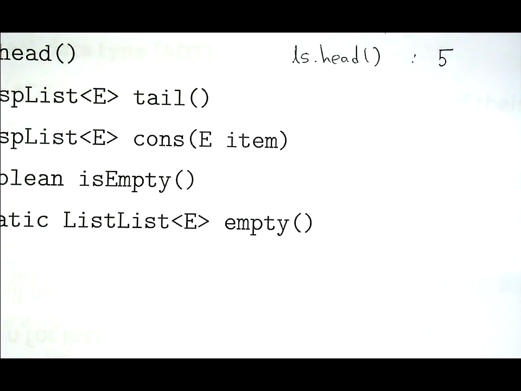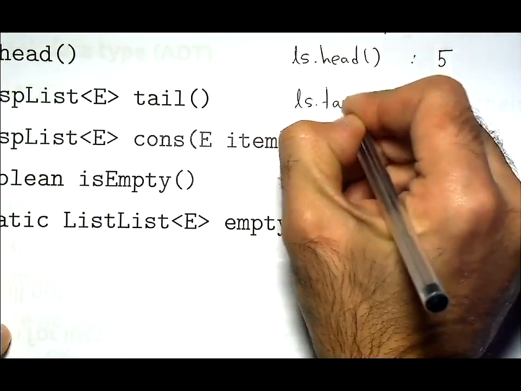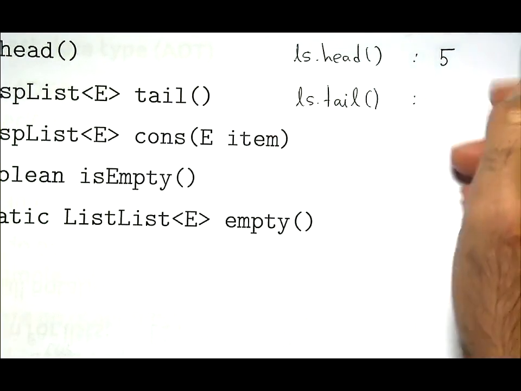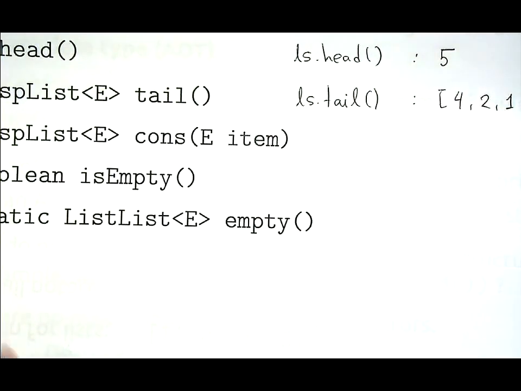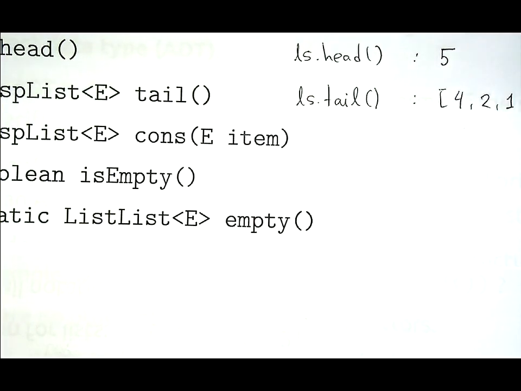Okay. If I write ls.tail, then this will return the tail of the list, which is just 4, 2, 1. So this is what we saw. You can access a list by taking its head or taking its tail. So in particular, if you wanted to access the last element of the list, you have to do tail, tail, tail 3 times and then get the head.